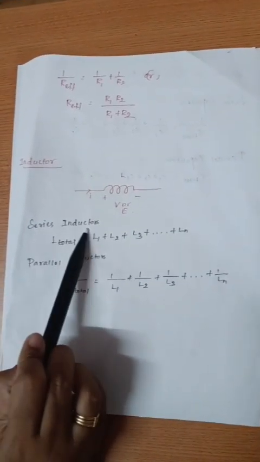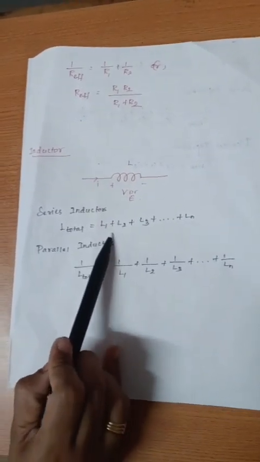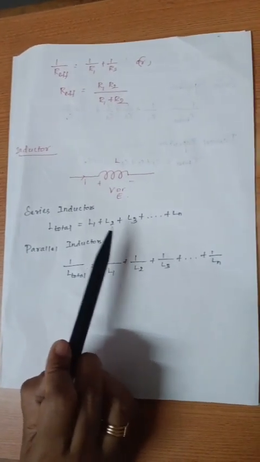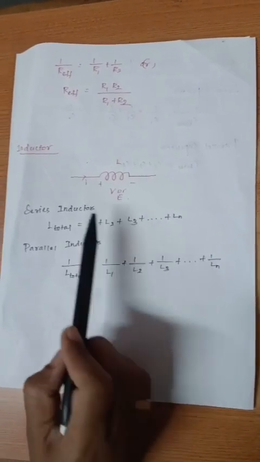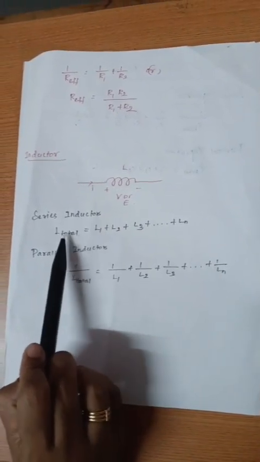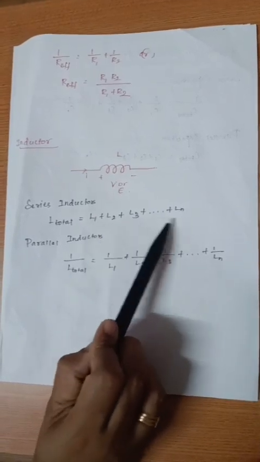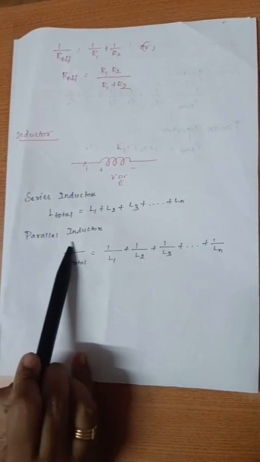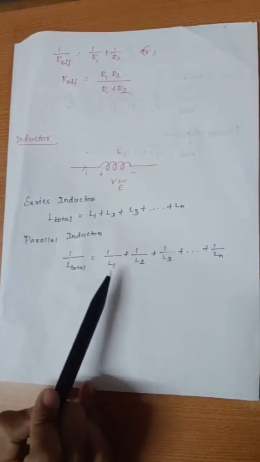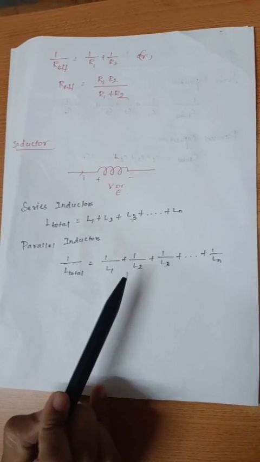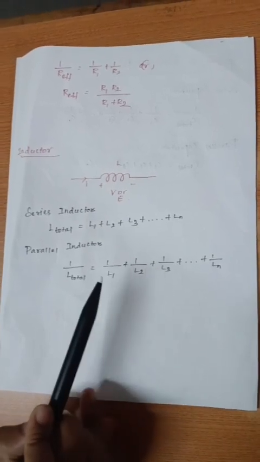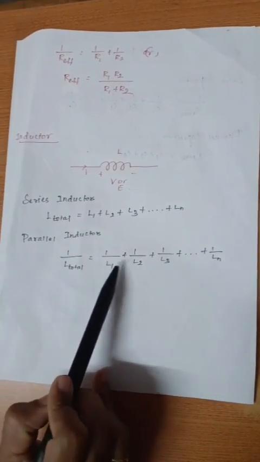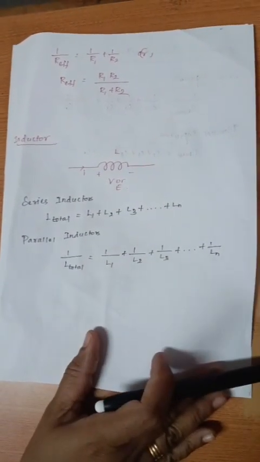In series, the total inductance increases as the magnetic fields from each inductor add constructively, assuming no mutual coupling between the coils. So for series inductors, the total inductance is the sum of all of them: L1 plus L2 plus L3 up to Ln. In the case of parallel inductors, the total inductance decreases as current has multiple paths to establish magnetic fields, reducing the overall opposition to current changes. So 1 by L total is equal to 1 by L1 plus 1 by L2 up to 1 by Ln.